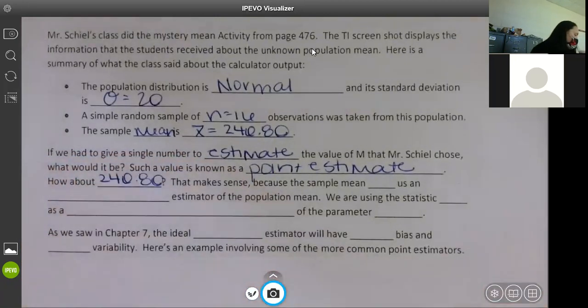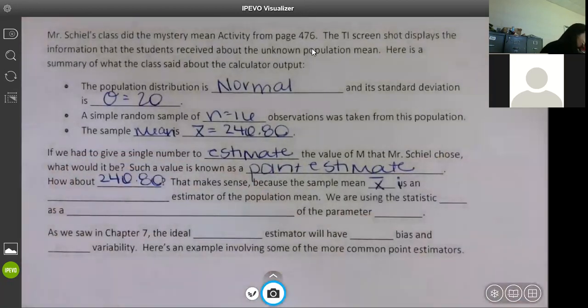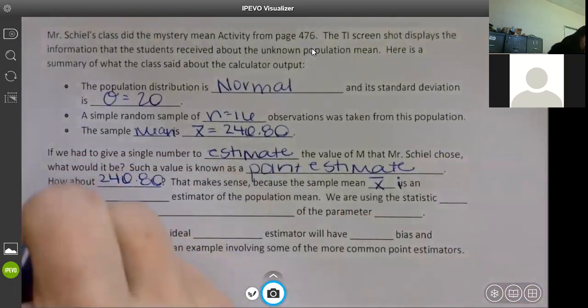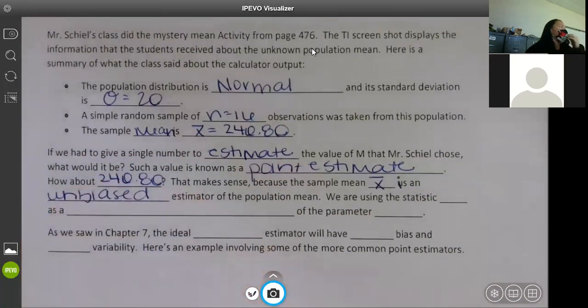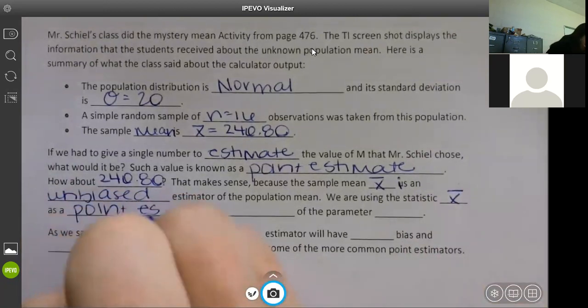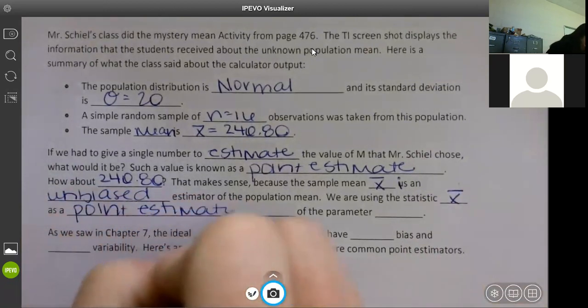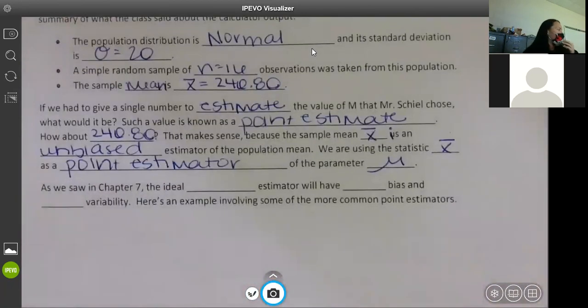So how about 240.80? That makes sense because the sample mean is an unbiased estimator. So remember, if the sample mean is 240.80, then the population mean is probably also 240.80. We are using the statistic x bar as a point estimator of the parameter mu. Again, mu is your population mean.